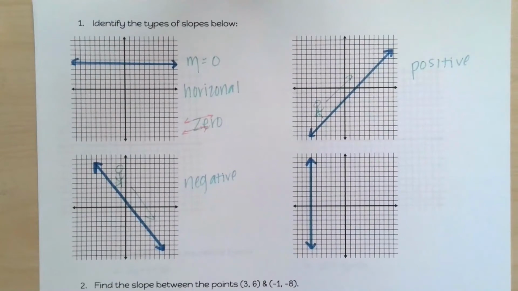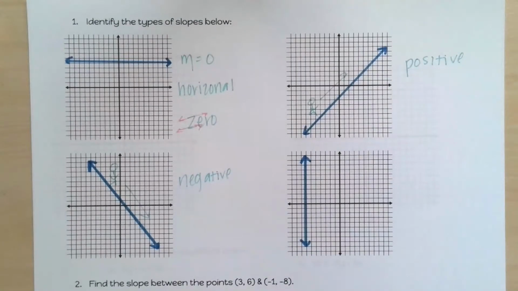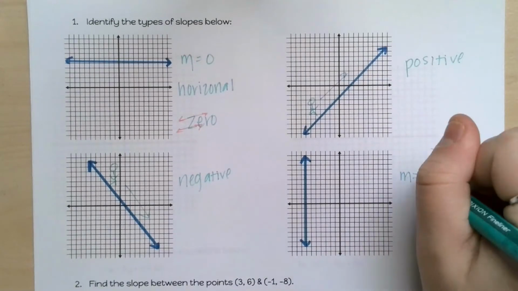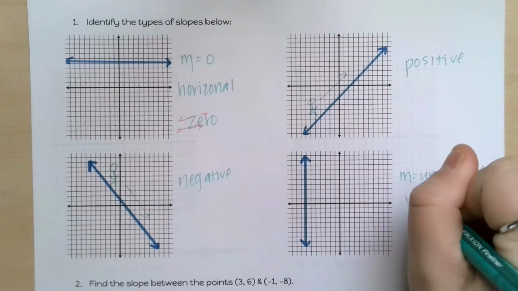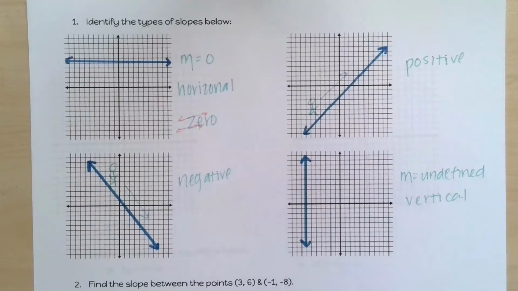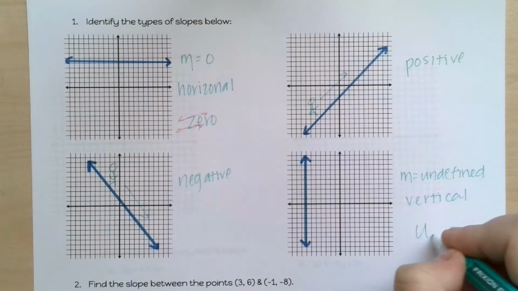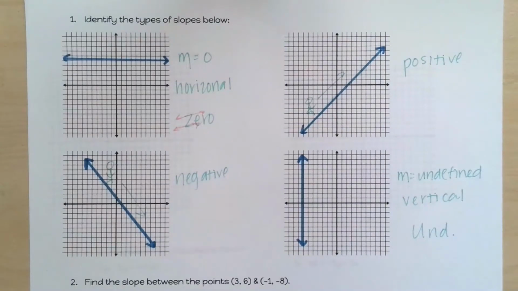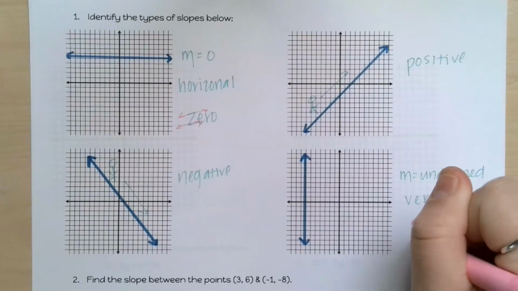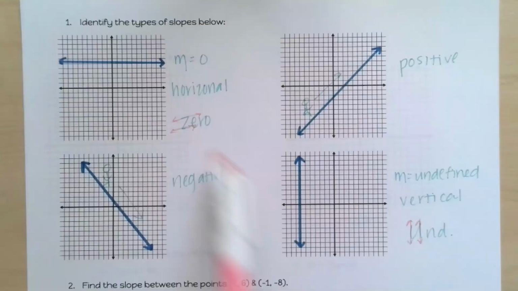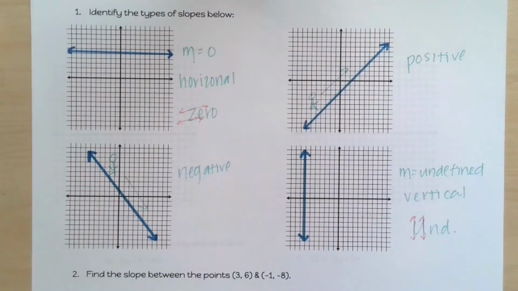Our last option is undefined, right? And so this is our vertical line. It's going up and down. The way I like to remember it is if you write undefined, you can make vertical lines out of the U. So kind of a similar way to remember our vertical and horizontal slopes. All right, so this is our first thing, our 4 different types of slopes.